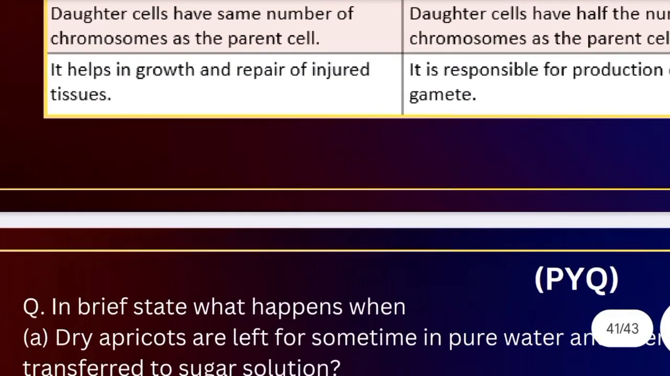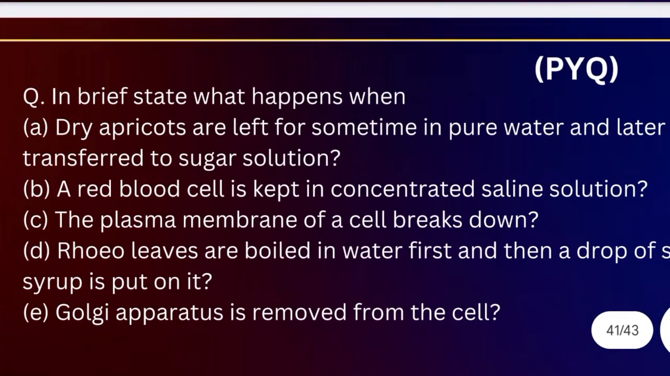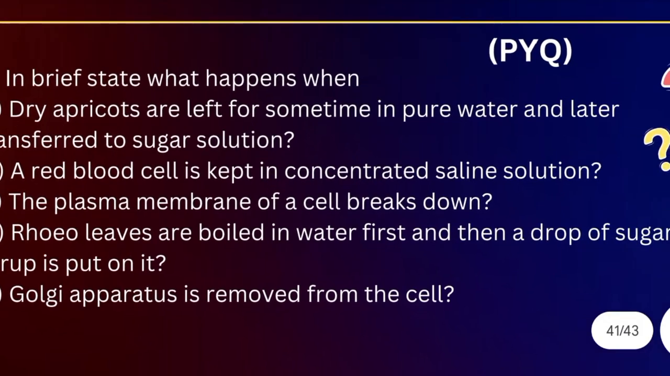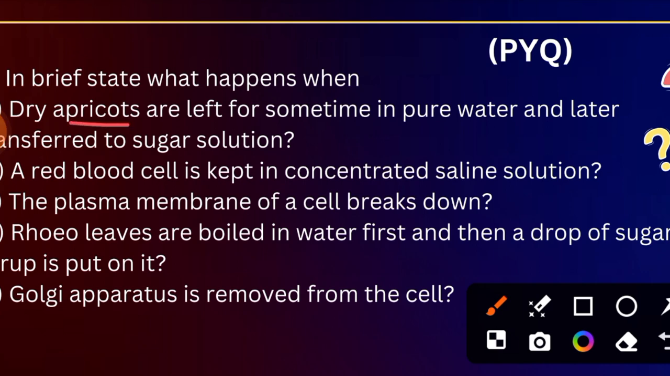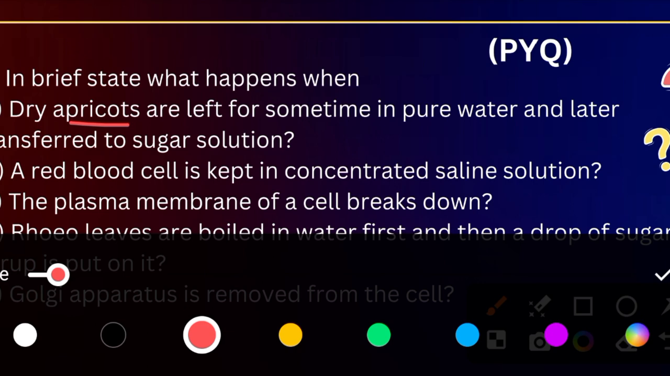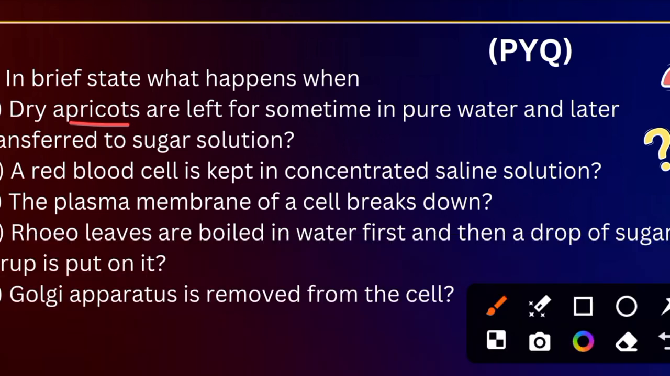Okay, then in brief, what happens when dry apricots are left for some time in pure water and later transferred to sugar solution? Now see, apricot means what? Apricots means Akhrot, अखरोट बोलते हैं ना. So if they are left in water, it's okay. Then we take them out. Then they are kept in sugar solution.